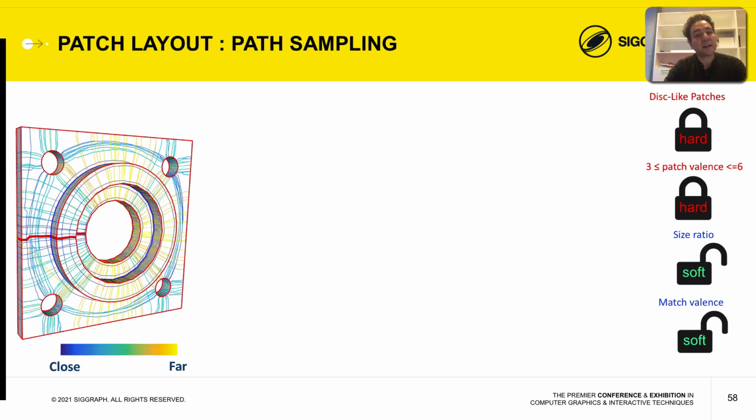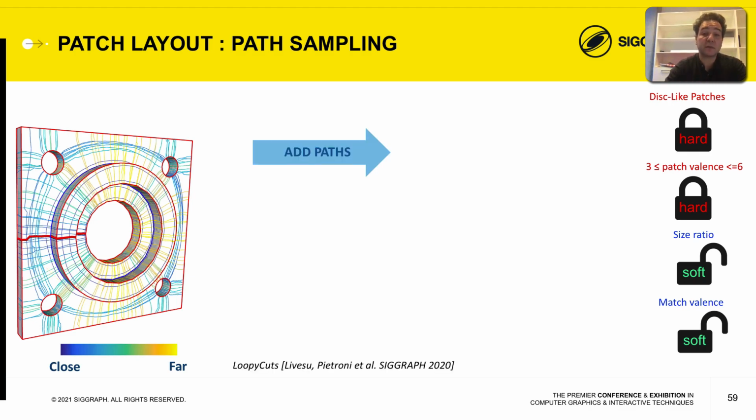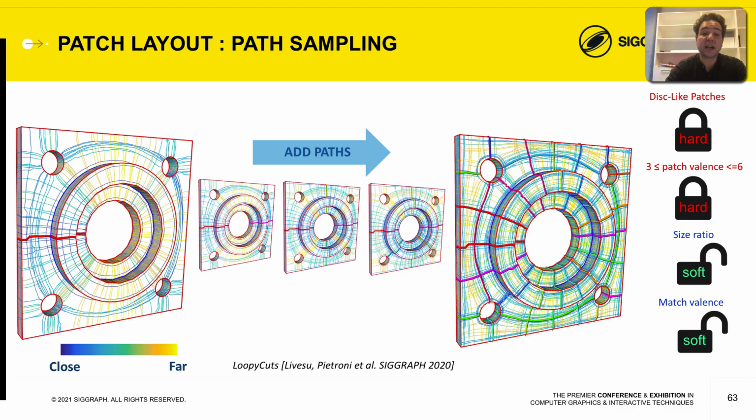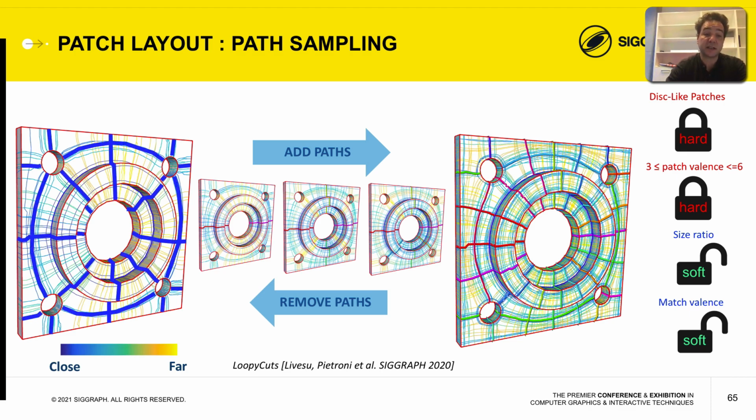So to finally create the remaining patch layout, similarly to the looping cut, we add one path at a time using a greedy strategy that distributes them uniformly and then try to match at the same time our main constraints, main criteria. Then we can remove the redundant patch in reverse order, being sure that the criteria are still satisfied. And that's the final patch layout for this mesh.